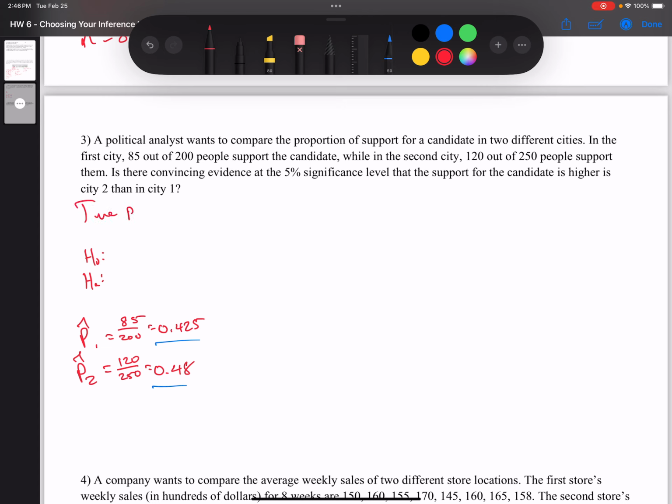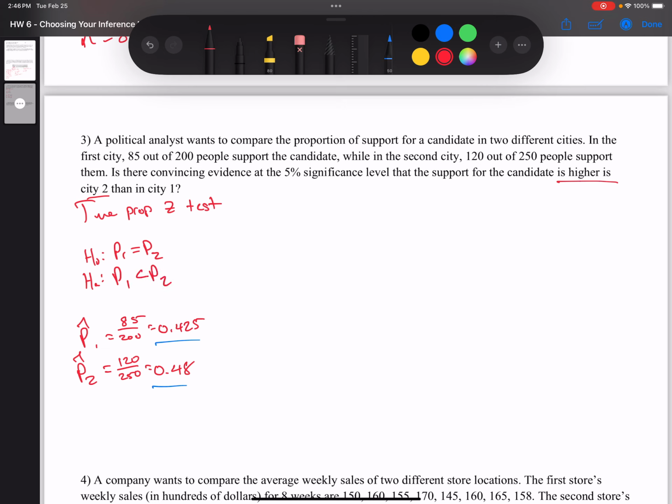So 2 proportion z-test. Okay, our null, so remember the null for this one, since we're comparing cities, if we want to think that there's no difference, that would mean that the proportion for City 1 is going to be equal to the proportion of City 2, meaning that the candidate has the same support for both cities. Okay, and we're trying to figure out if the candidate's support is higher in City 2 than City 1. So that means P1 would be less than P2.